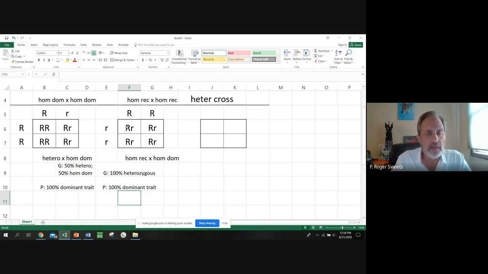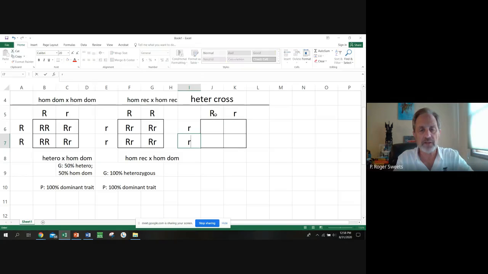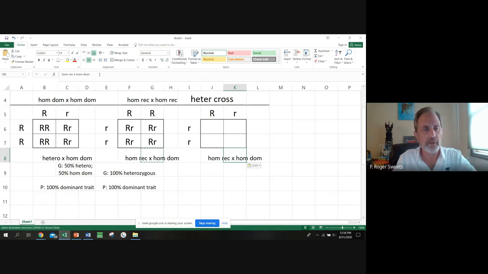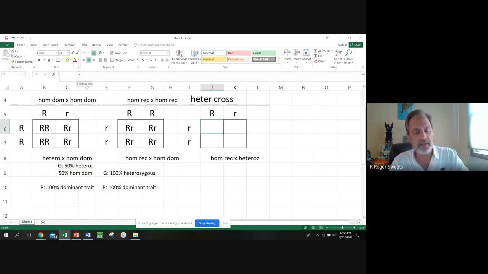All right. So what's our last possibility? Hopefully you've thought of this already. We can cross a heterozygote with a homozygous recessive. Now we've crossed, do it this way, a homozygous recessive with a heterozygous individual. All right. Now how does that come out? That comes out big R, little r, big R, little r, and 2 little r's.